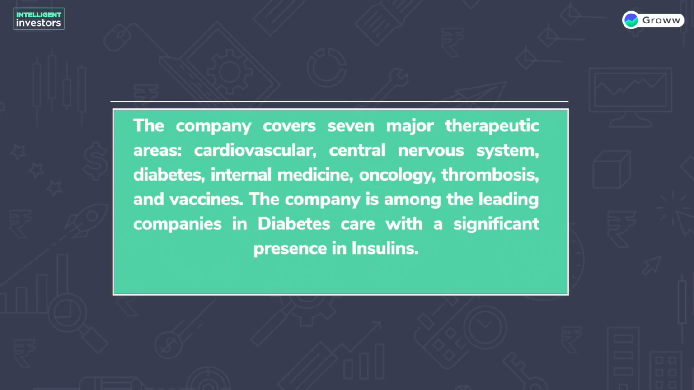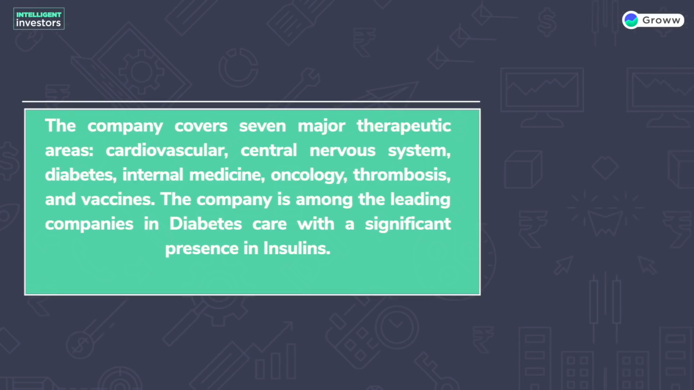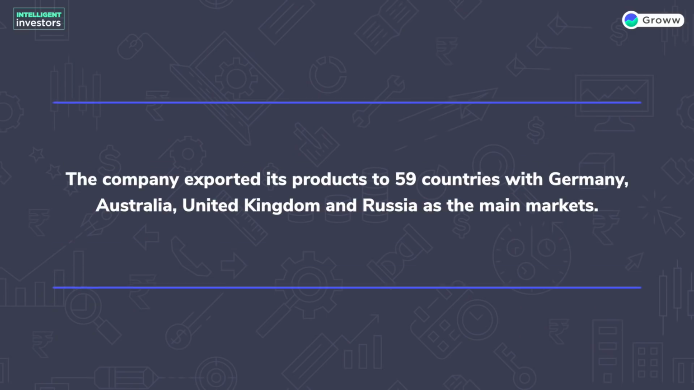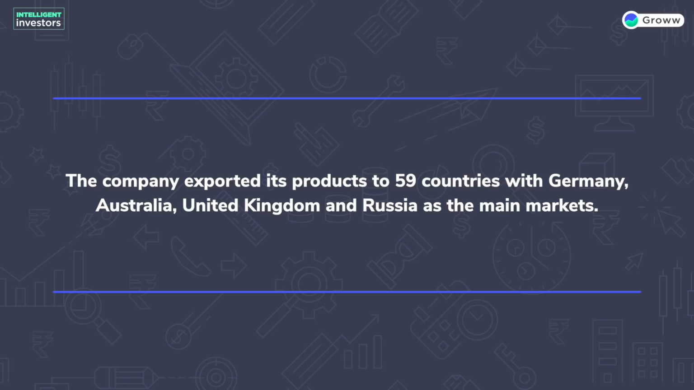The company is also leading in diabetes care with significant market share in the insulin business. So Sanofi is very famous in the insulin business as well. They have 2 manufacturing plants, one in Goa and one in Ankleshwar, Gujarat. And they also have tied up with a lot of third-party independent contractors to help with their manufacturing as well. Now, the company exports its products to more than 59 countries in the world with major influence in Germany, Australia, United Kingdom and Russia. These are the main markets.